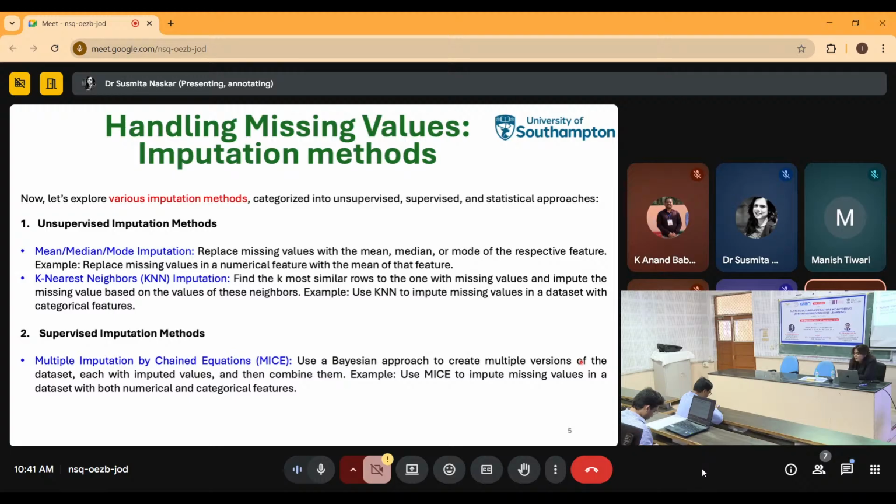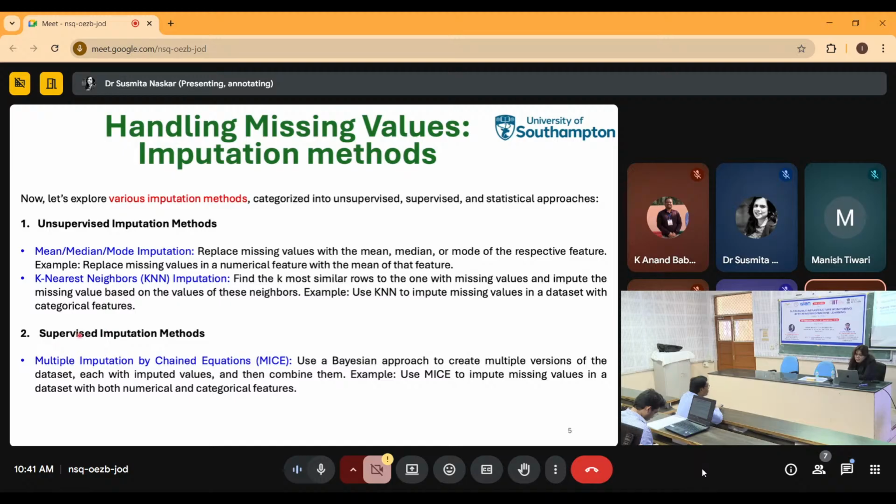And scale the features first, so definitely you have to choose the k via CV, and note that it can struggle with high dimensionality. So if you have very high dimensional data and lots of missingness, then it may not work well. Okay, so this is mainly the unsupervised imputation.